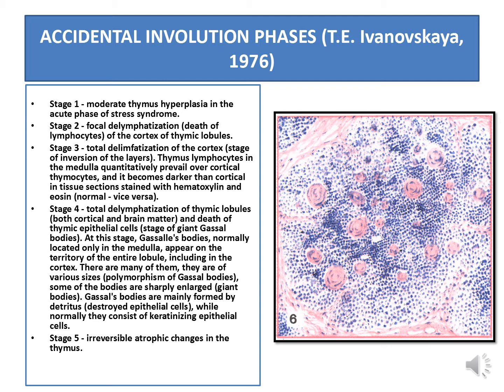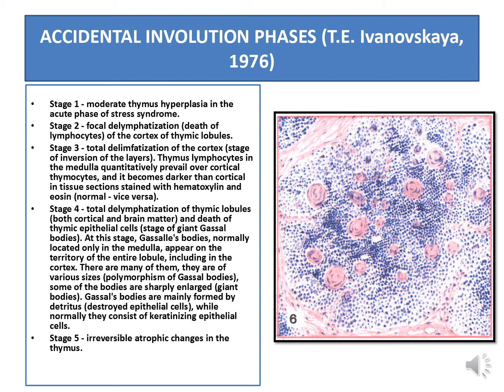Stage 4: total delymphatization of thymic lobules, both cortical and medullary matter. We see death of thymic epithelial cells and a lot of Hassall bodies. Here you see the pinkish, round Hassall bodies. We see a lot of Hassall bodies appearing in the territory of entire lobules, both in cortex and medulla.